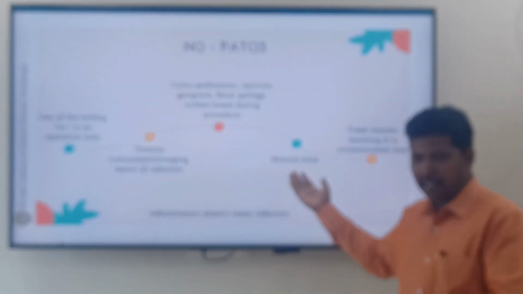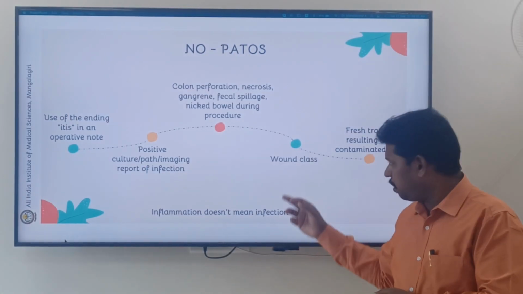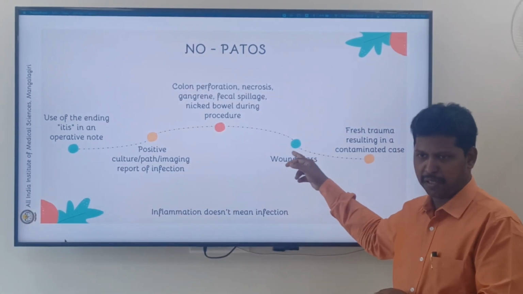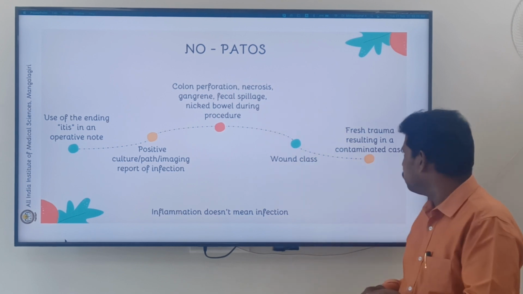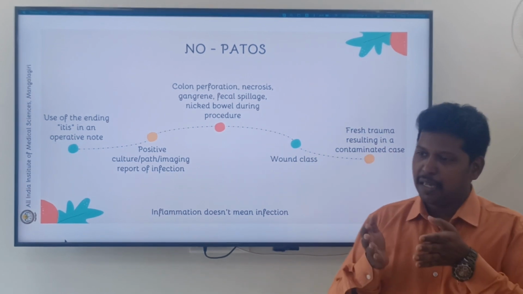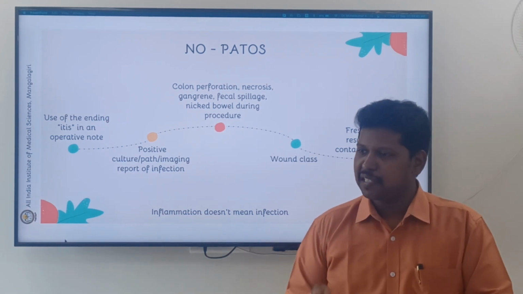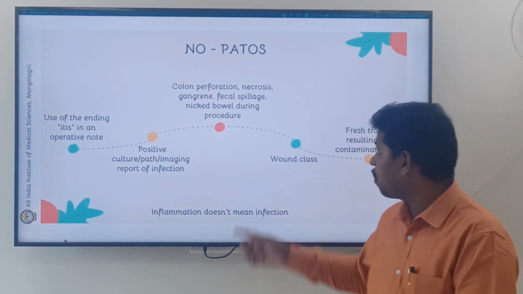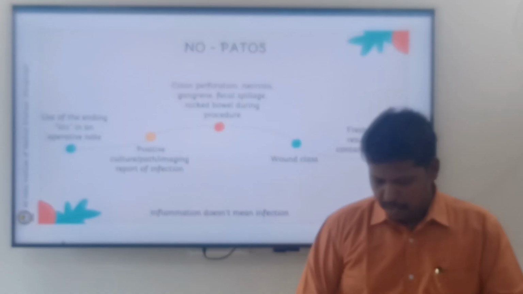Similarly, wound class, like dirty wound or infected wound, that is different. So a contaminated wound, you will not give it as POTOS. Fresh trauma resulting in a contaminated case. As I already told you, contamination is there, but infection has not started at that point of time, so it will not be included in POTOS.